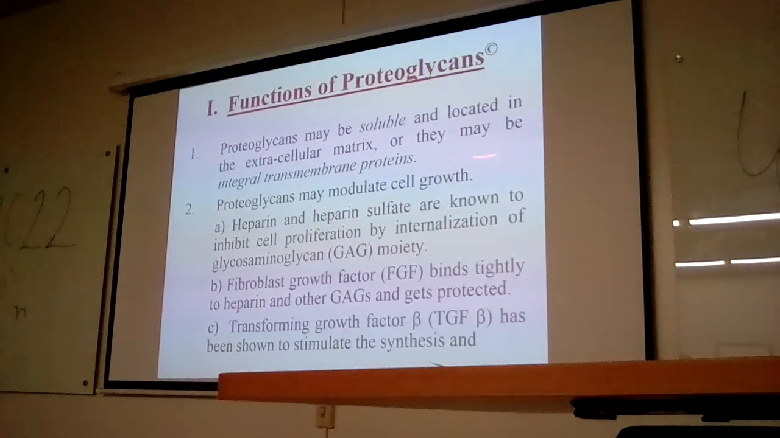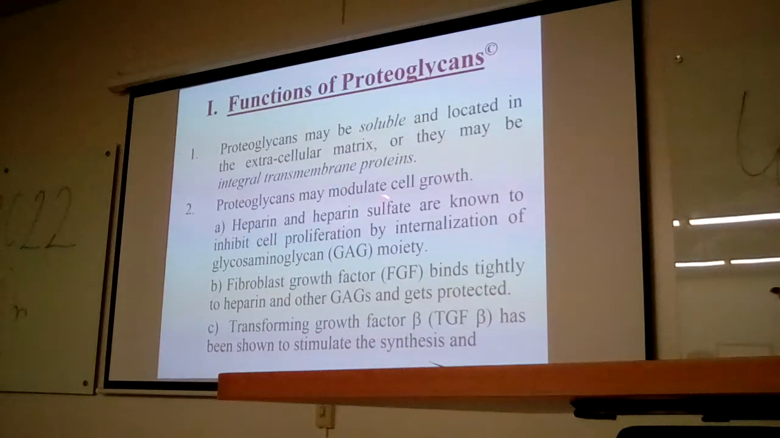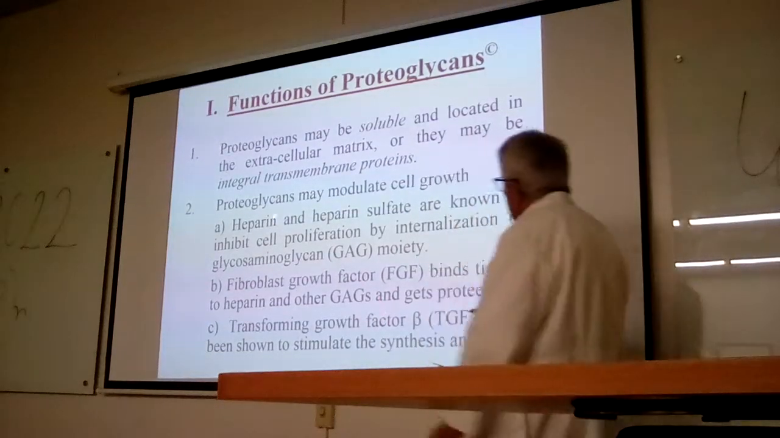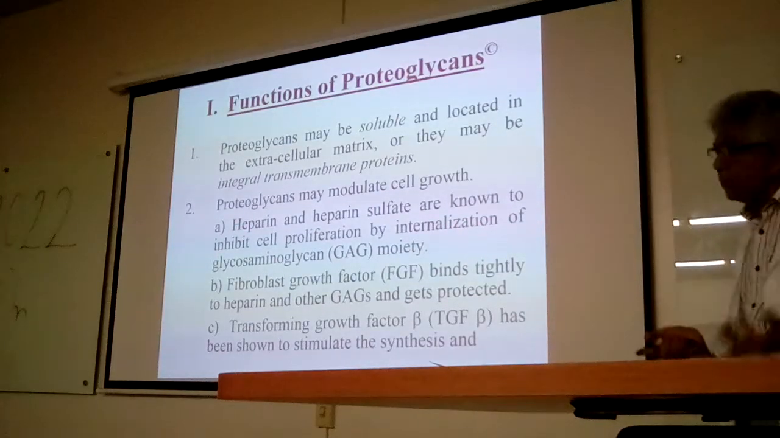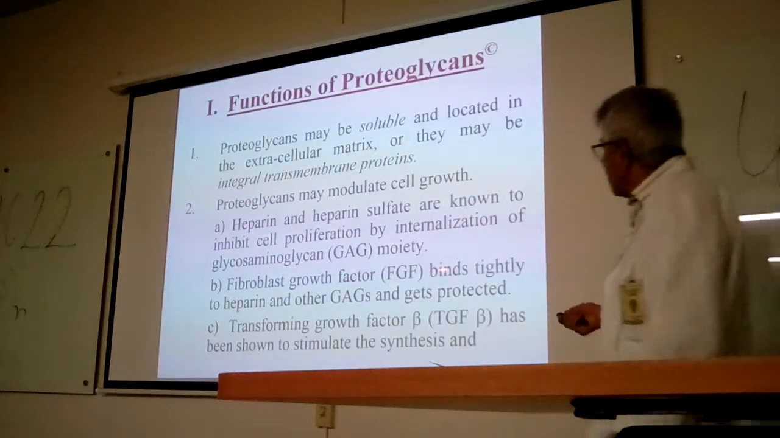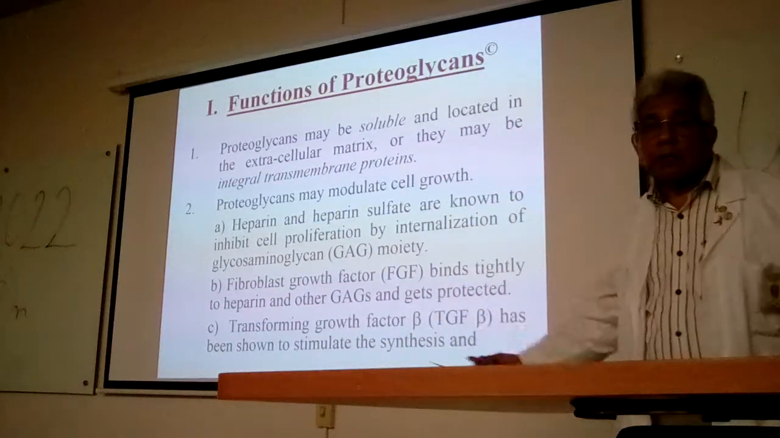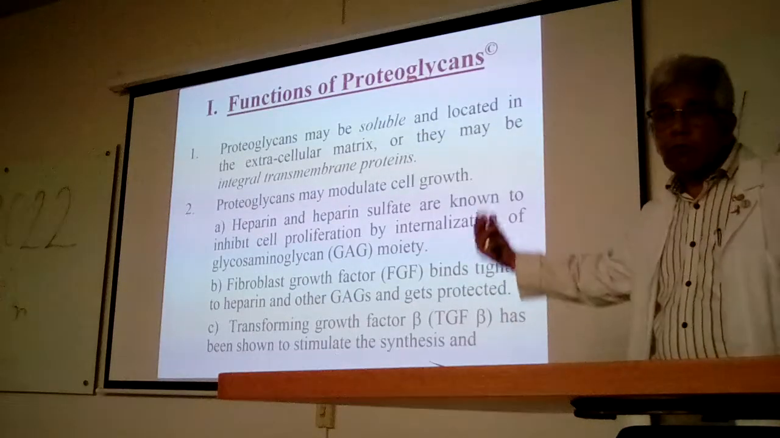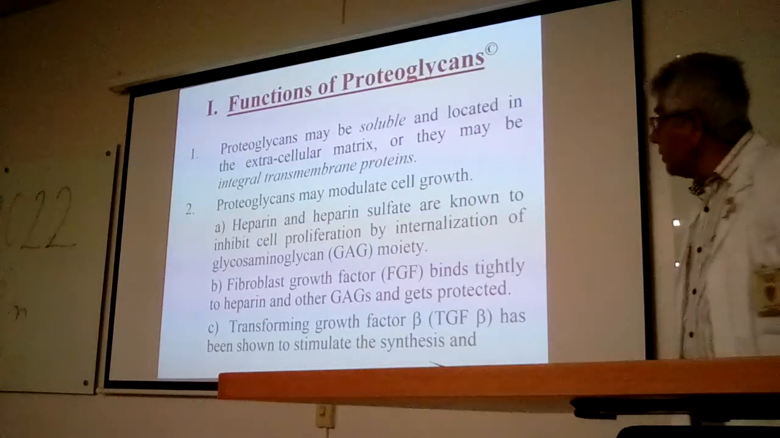So the proteoglycans could be soluble, located in the extracellular matrix, or integral transmembrane proteins. They have many different functions, as they can modulate cell growth. Heparin and heparan sulfate inhibit cellular proliferation or internalization of glycosaminoglycan. Fibroblast growth factors bind to some of them for extracellular signaling to function, bringing the ligand closer to the receptor so the biochemical reaction can start.